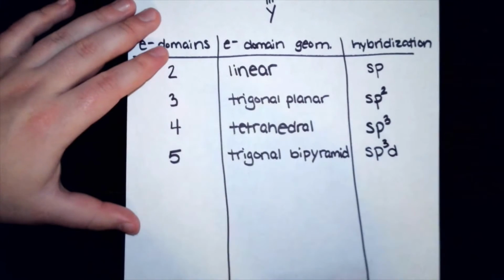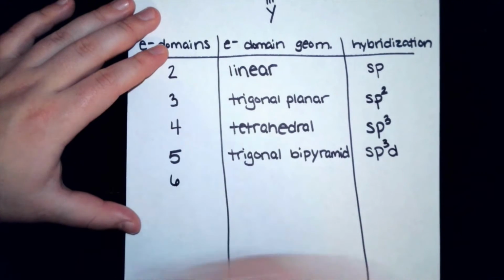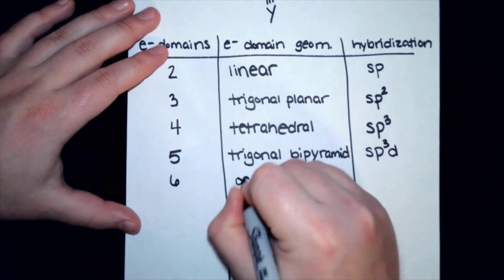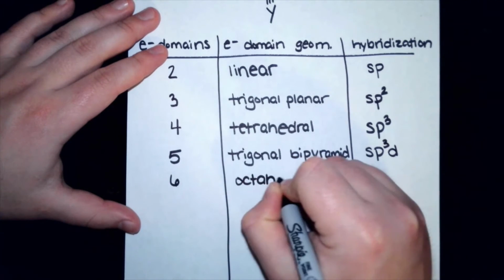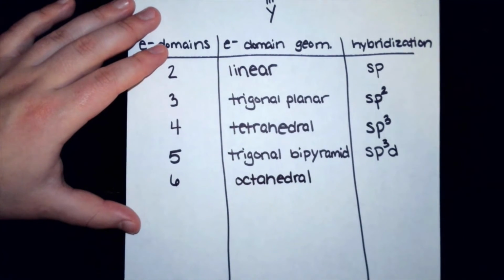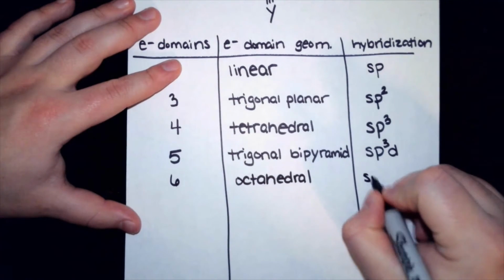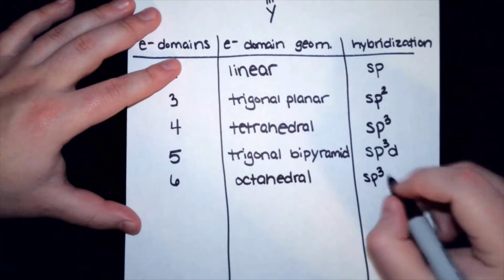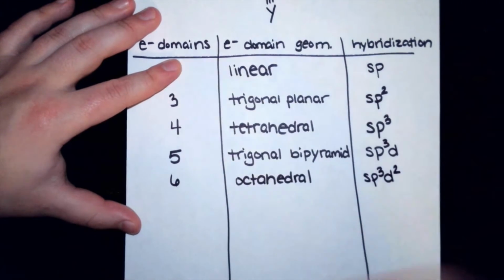And the last one you'll need to worry about for this class, if we have 6 domains, it's octahedral. We have sp3. Now we need contribution from 2 more still, so we go d2.